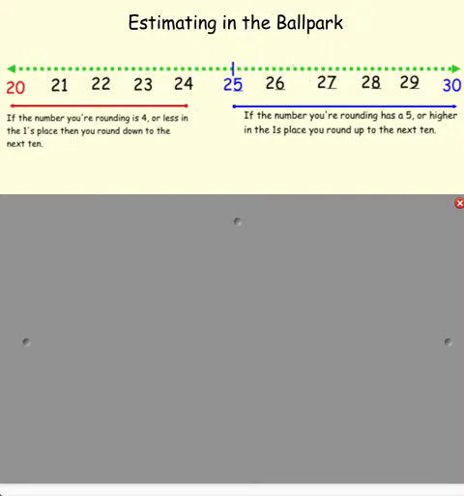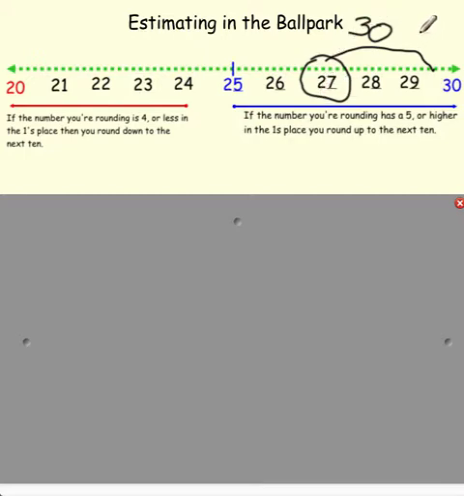Let's take a look at an example. If I have the number 27 and I want to make a ballpark estimate, I'm trying to decide, is this number closest to 20 or is it closest to 30? I can see on the number line it is closer to 30, but also there's this rule of 5 or more that can help me. The ones place is more than 5, it's 7. So the tens jumps up by 1, that 2 changes to 3, and the ones place will change to a 0. This tells me 27 is close to 30.